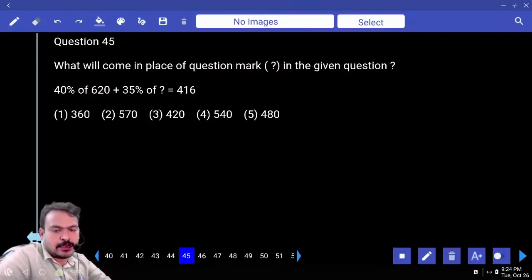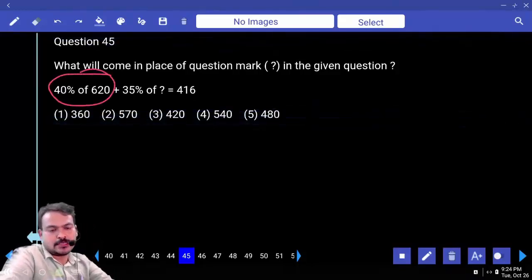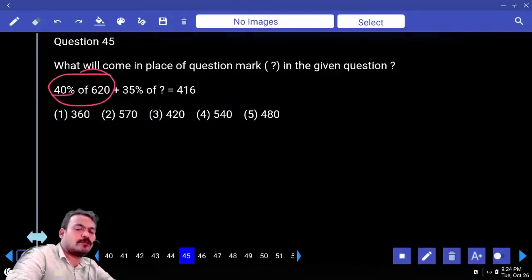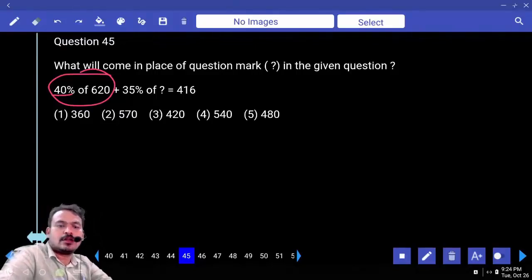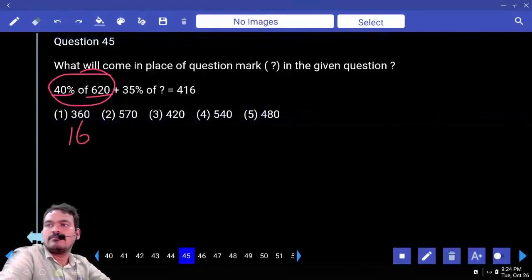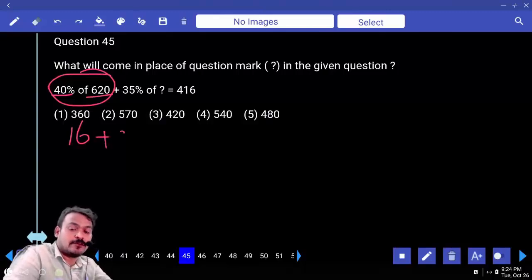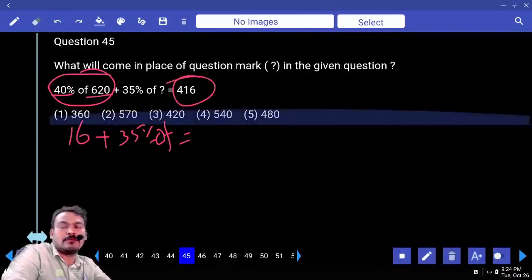40% of 620 plus 35% of something, it is equal to how much value? 416. Okay. 40% of 620, or not? Just wait. 40% means it is a 4 multiple, or not? 620 is also a 4 multiple, or not? Overall it will be a 16 multiple, or not? Okay. 16 multiple plus 35% of something is equal to a right hand side value that is also a 16 multiple, or not?